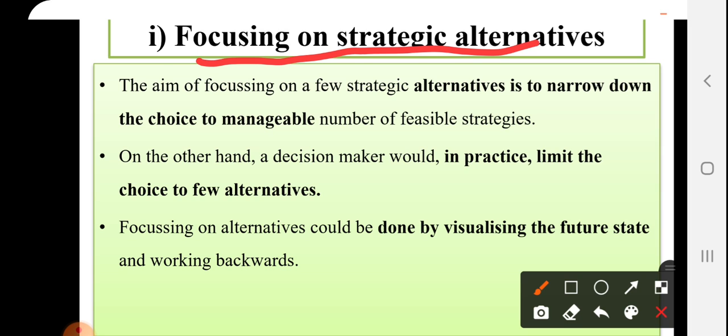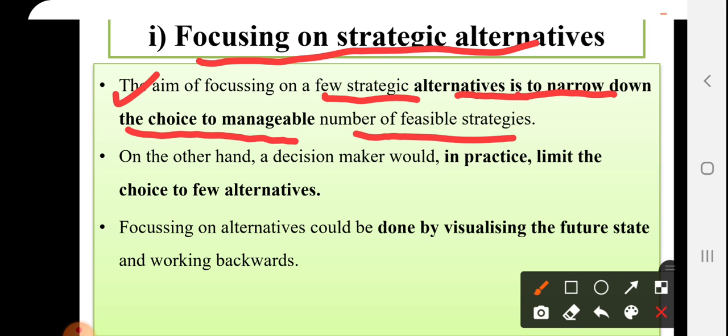The aim of focusing on a few strategic alternatives is to narrow down the choice to a manageable number of feasible strategies. Suppose an organization has different strategies like concentration, diversification, integration and internationalization. Within these strategies, the organization has to focus on a few strategies which can be adopted.